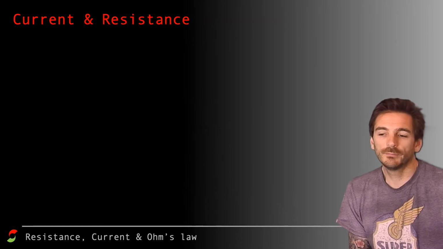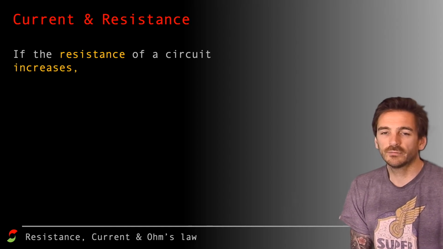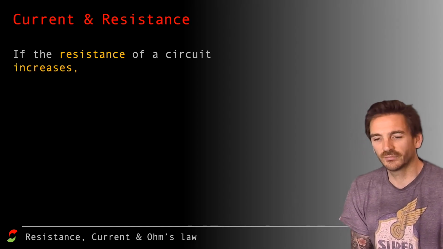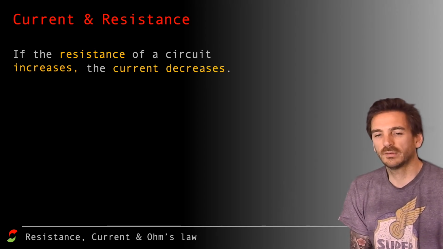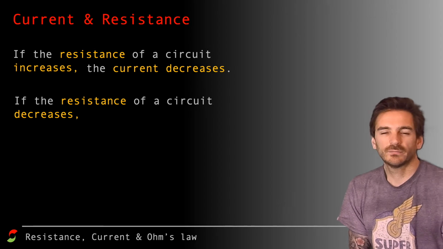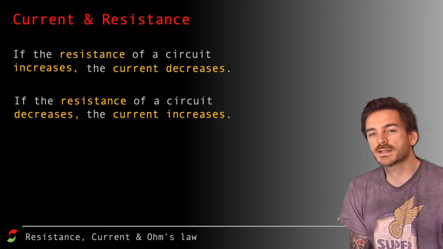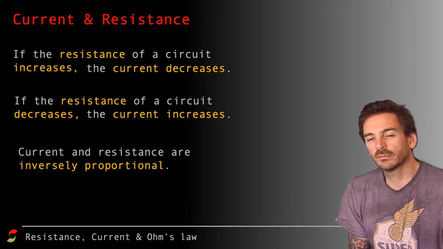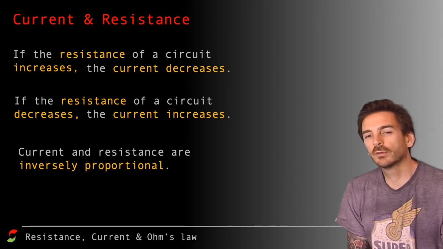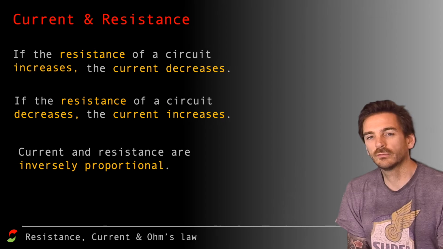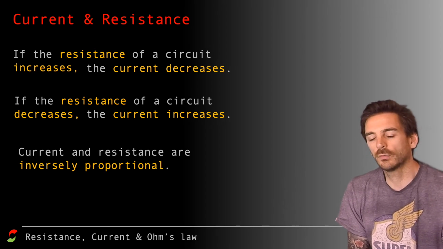Okay, so current and resistance. Summarising all of that means that if the resistance of a circuit increases, then the current is going to decrease, and that's vice versa as well. So if the resistance decreases, the current is going to increase, and what that means is that current and resistance are inversely proportional to each other. So if the resistance doubles, the current halves. If the resistance trebles, the current falls by a value of 3, or a third.